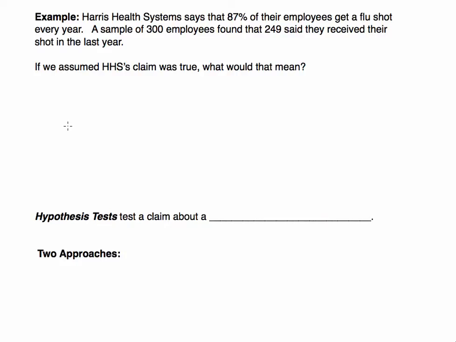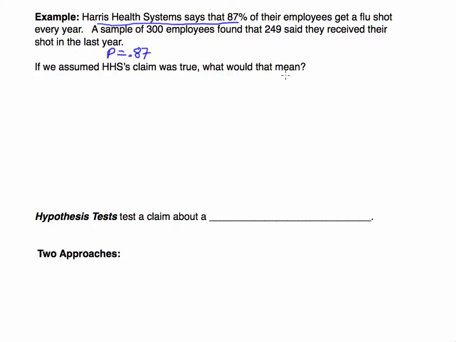When we are doing hypothesis tests, we want to assume that a particular claim is true. In other words, HHS says that the proportion of their employees that gets their flu shots is 0.87. So let's assume this to be true. Let's assume that the population proportion is equal to 0.87. That's the first step. In future problems we'll have other parameters, but we assume that it's true.